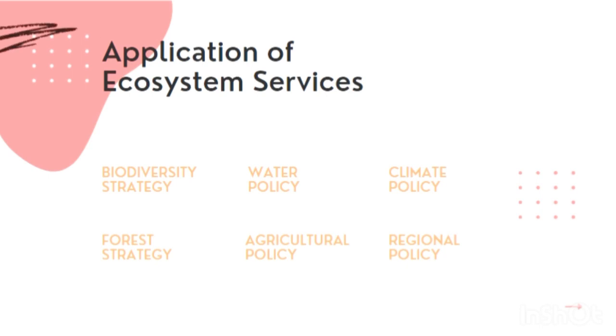Next is application of ecosystem services, or ES. The interest of policymakers in the concept of ecosystem services arose when it was clear that the global target to prevent the loss of biodiversity by 2010 had not been met. Thus, it was first applied for strengthening nature conservation policy in the frame of the Convention on Biological Diversity and the EU Biodiversity Strategy 2020. ES mapping and assessment results can support sustainable management of natural resources to be applied in development of nature-based solutions. For example, biodiversity strategy, water policy, climate policy, forest strategy, agricultural policy, and regional policy.